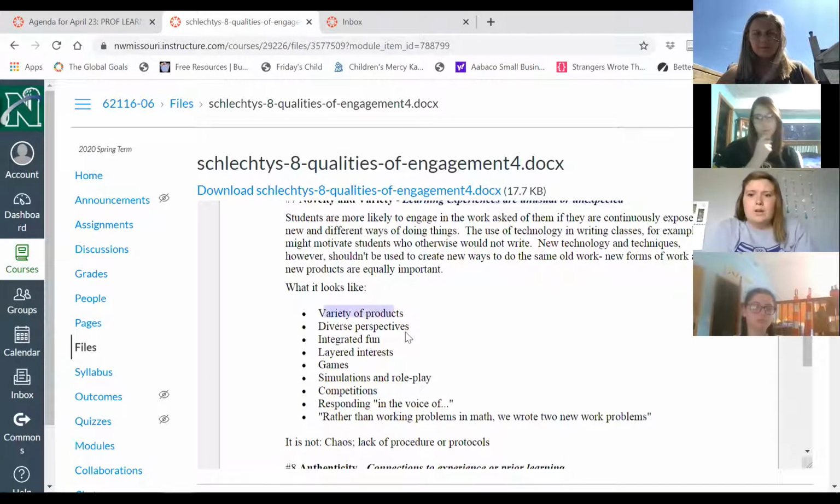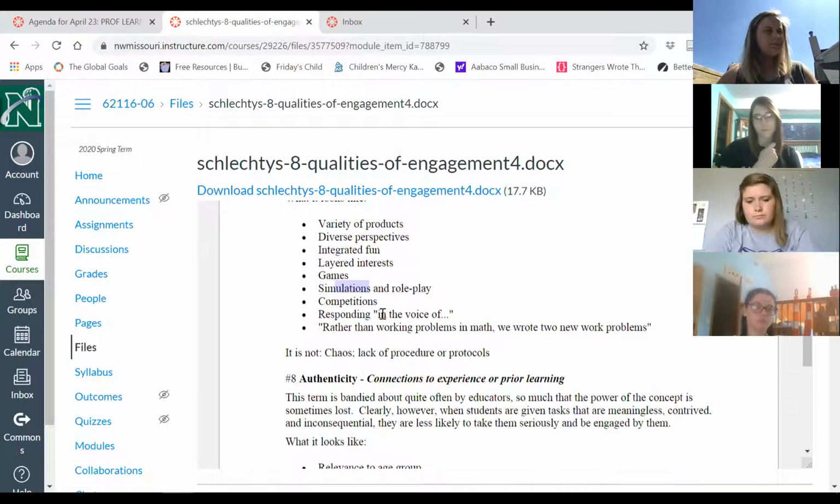A variety of products that they could create. Diverse perspectives, integrated fun. A Kahoot is a good thing to integrate every now and again into a classroom setting because it's novel, it adds variety. The games, simulations and role play, competitions, writing things in the voice of somebody else, you know, those sorts of things.